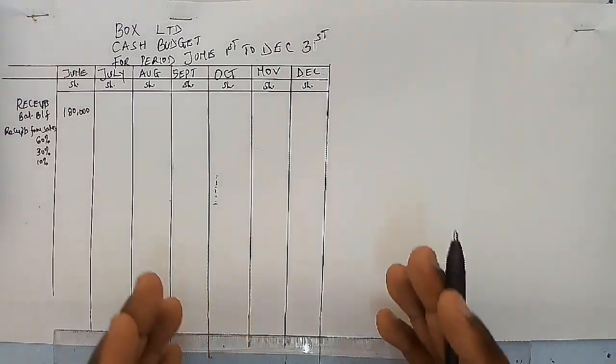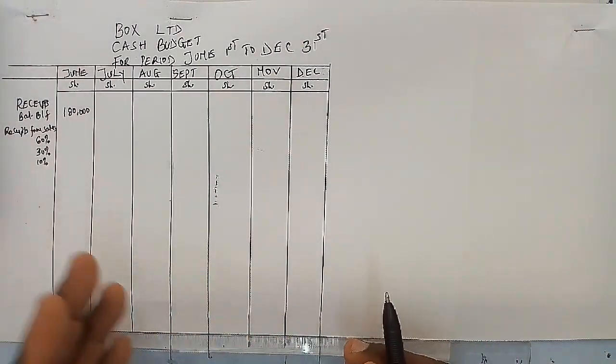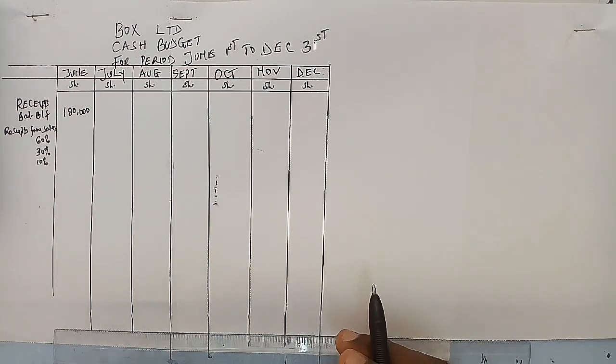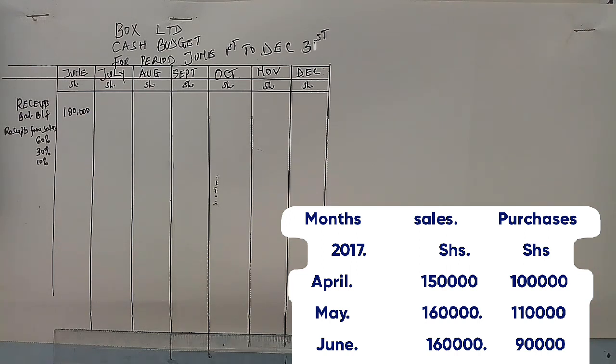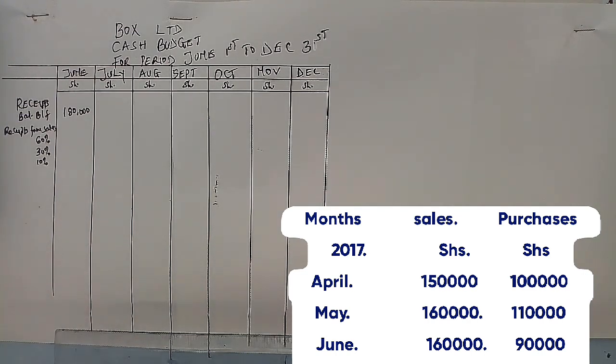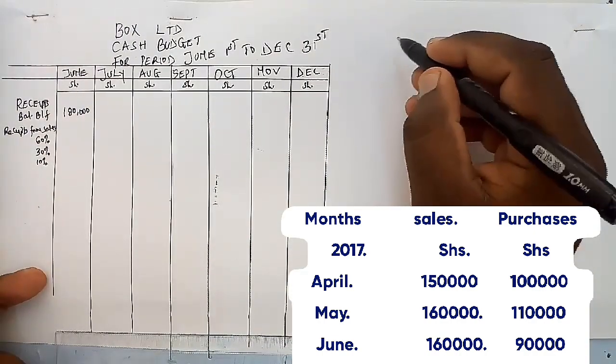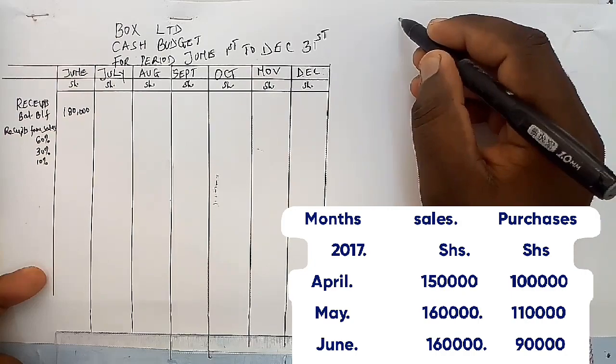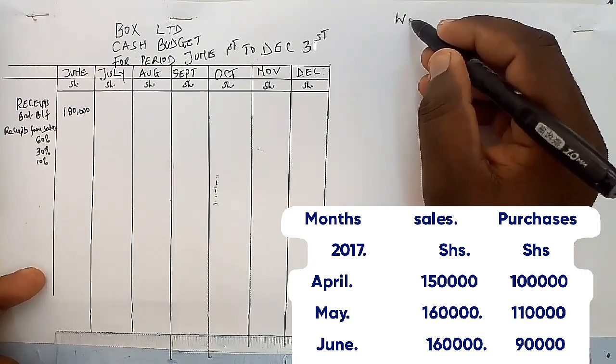Since we are told to prepare a cash budget from June to December, let us focus on the sales of June, amounting to 160,000. So 60% of 160,000 will be received in the same month. So if you take 60%, receipts here, let me show my workings.